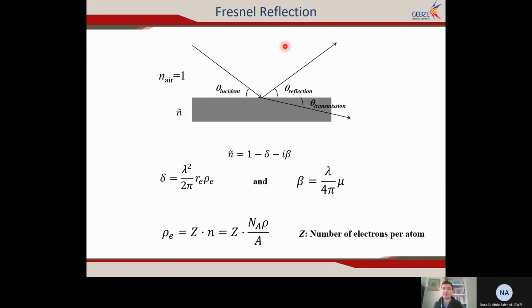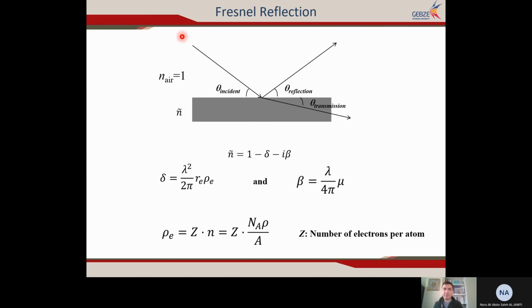Okay, let me continue with the Fresnel reflection in order to calculate the relation between critical angle and electron density, and also in order to explain the behavior of the reflectivity curve as a function of the 2 theta angle. So here we have a sample, and this sample has refractive index of n. This n is given with this expression you remember from the optics lecture, 1 minus delta minus i beta.